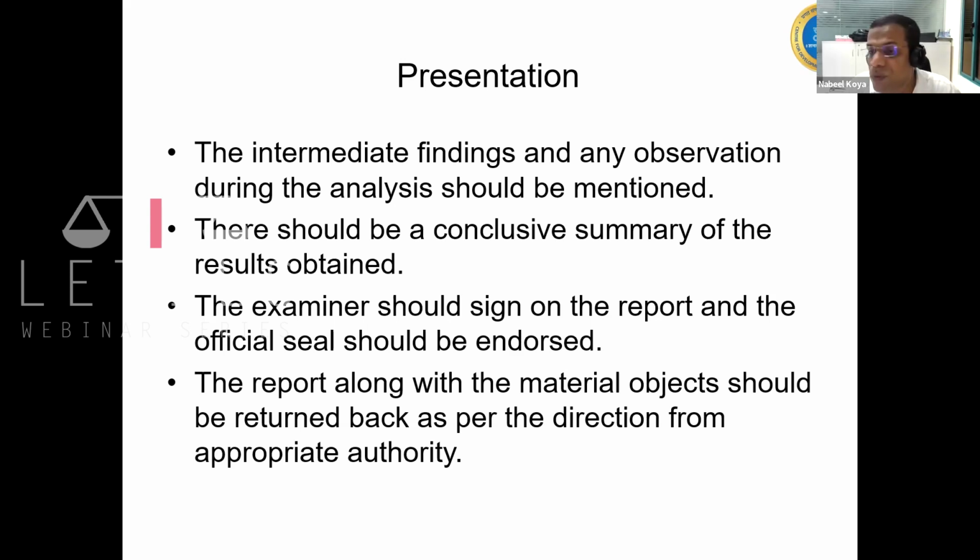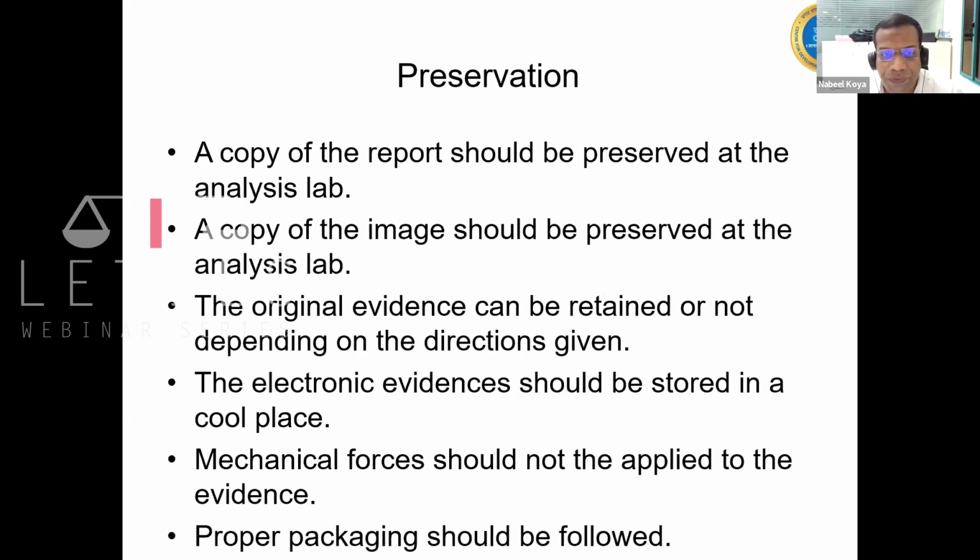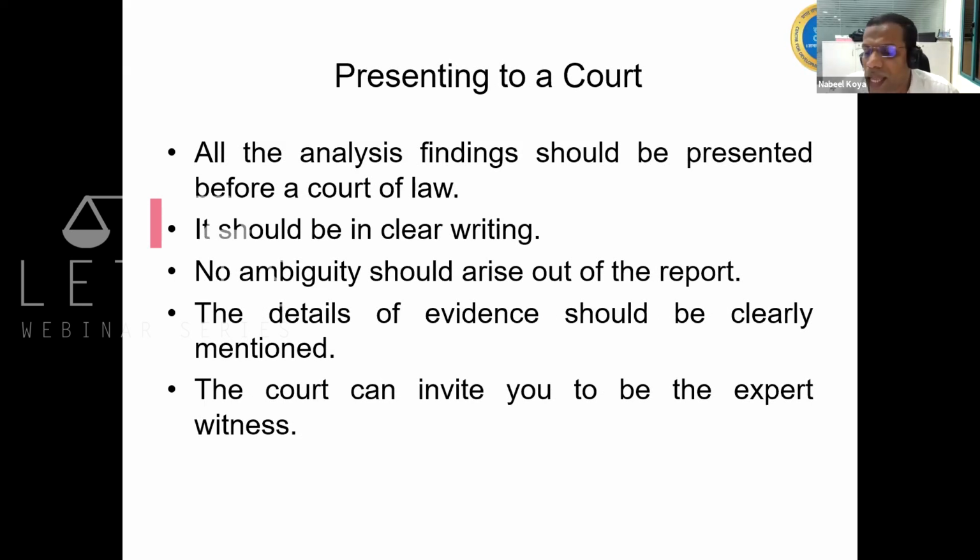I'm not well versed on that project actually, the e-courts. I know that there is something like this on the policy side of e-courts also. And the original evidence can be retained. Evidence should be stored in a cool place. Mechanical forces should not be applied and proper packaging should be followed. So finally, everything should be presented before the court. The court can invite you as an expert witness once you are presenting your report.